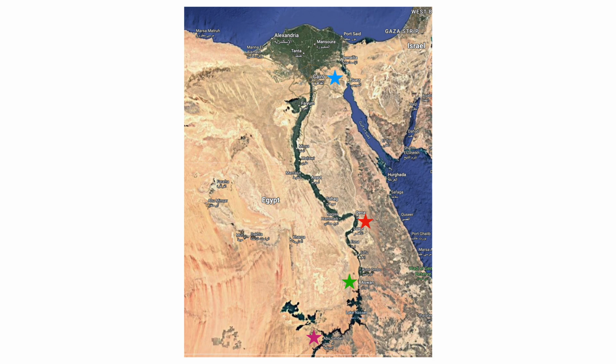Moving north to south, the blue star is Cairo, where we started, and then we flew to Luxor, indicated by the red star. From there, we cruised the Nile for 7 days between Luxor and Aswan, which is indicated by the green star, and the pink star at the bottom center indicates Abu Simbel, which was visited on a day trip by air from Aswan.